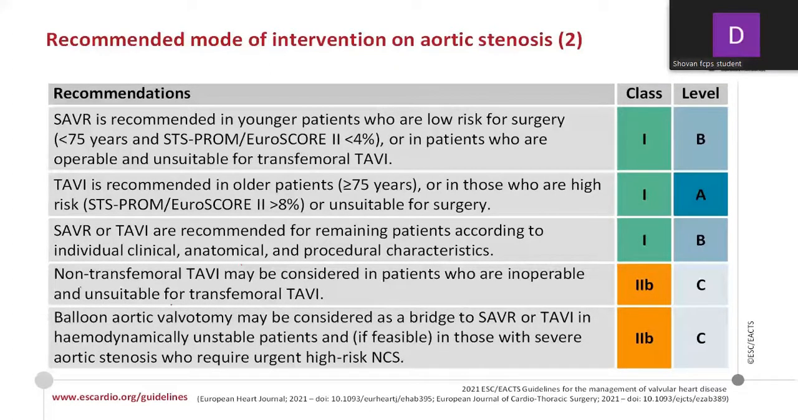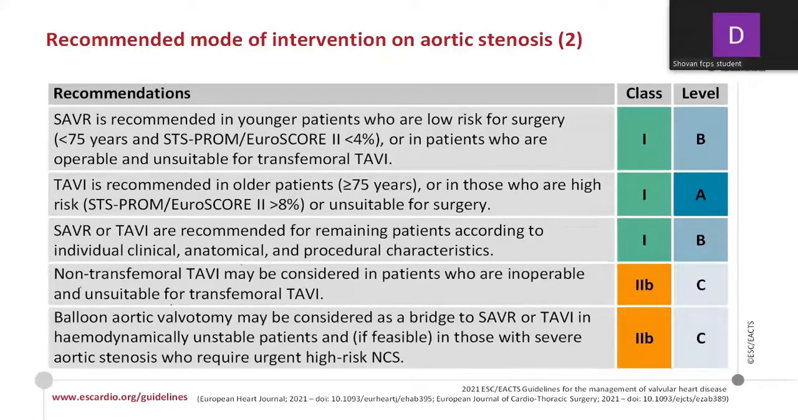And it is also recommended that surgical aortic valve replacement be done in younger patients who have low risk for the surgery. Again, how do we calculate that? By the Society of Thoracic Surgeons PROM or EuroSCORE 2. In those patients, we can do the surgical aortic valve replacement. But for a patient with a high PROM or EuroSCORE 2 that is greater than 80% mortality, and an older patient, there is a class 1 recommendation for transcatheter aortic valve implantation.